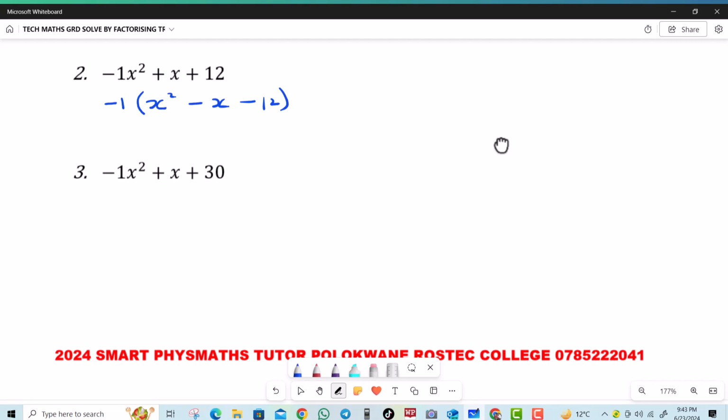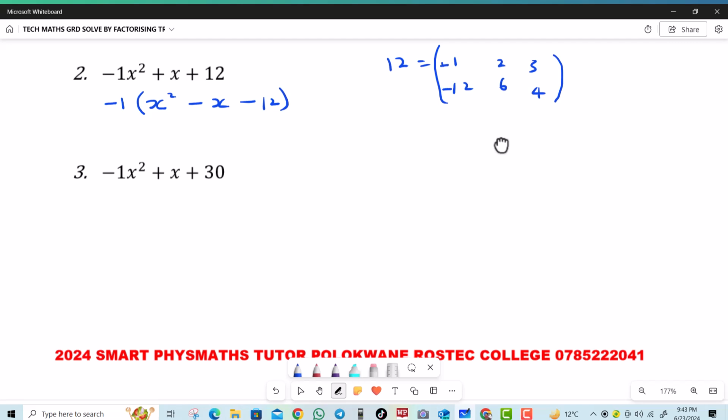Okay, so now go ahead, look for the factors of 12. Okay, factors of 12, you can say 1 times 12, you can say 2 times 6. Okay, we can say 3 times what? 3 times 4. Okay, but now look at the middle term. Look at the middle term and find out which sign it is. It's negative here, so put a negative on the 12 and a positive on the 1. Put a negative on the 6, a positive on the 2. Put a negative on 4, a positive on the 3.